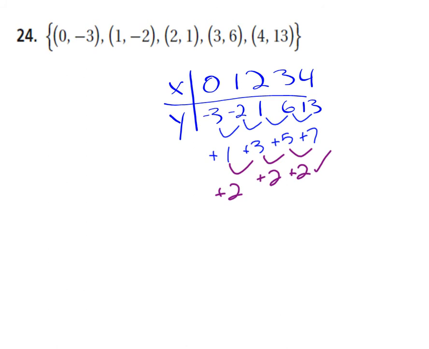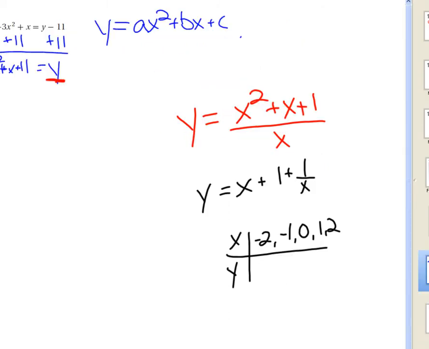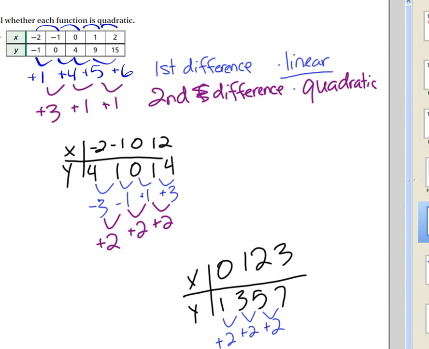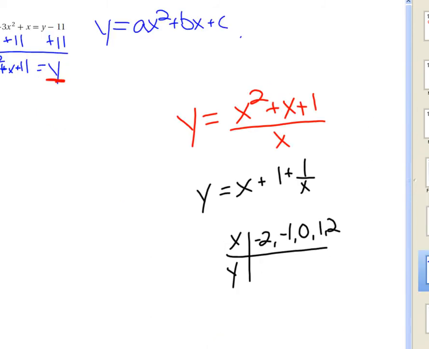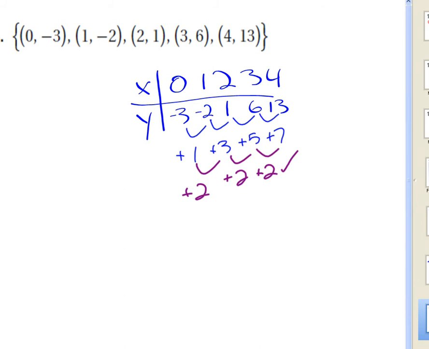If all these were the exact same number, it'd be linear and you'd be done. Like this one, we got plus 2, plus 2, plus 2. We're finished. But if you have to do it again, and they're the same, then it's quadratic. If they don't match, then what?